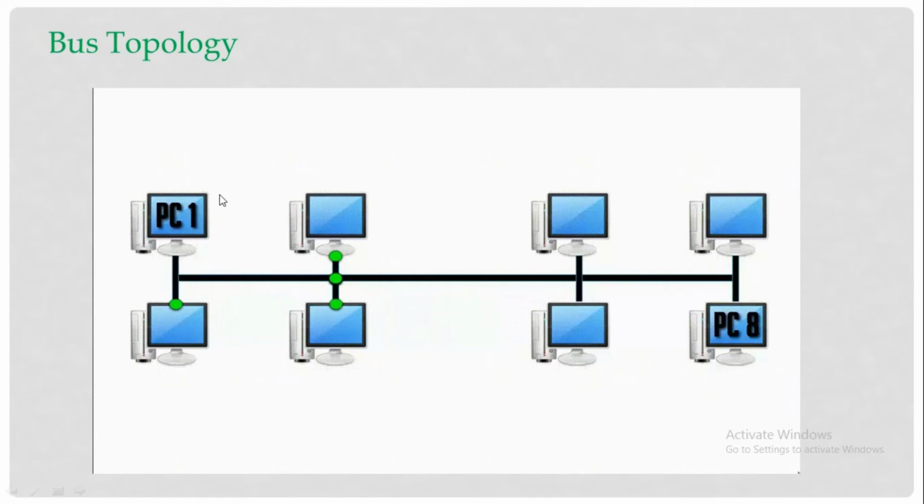When data from PC1 has to be transmitted to PC8, first the data from PC1 is transmitted to PC2. If not accepted, it is transmitted to PC3 and 4. If not, it is transmitted to PC 4 and 5, 5 and 6. If not, it will be transmitted to 7 and 8. So finally, PC8 accepts the information and all the others discard it. So this is about bus topology.